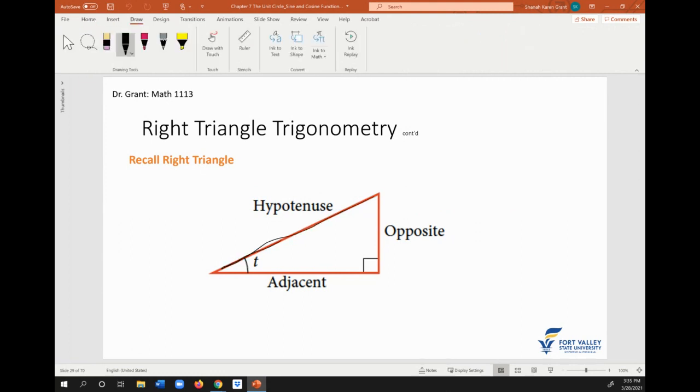The hypotenuse is usually opposite from your right angle. Let's say we make an angle, in this case our angle is T. The side that is directly in front of T is your opposite side, and the side that is right beside your angle T is what we call your adjacent side.